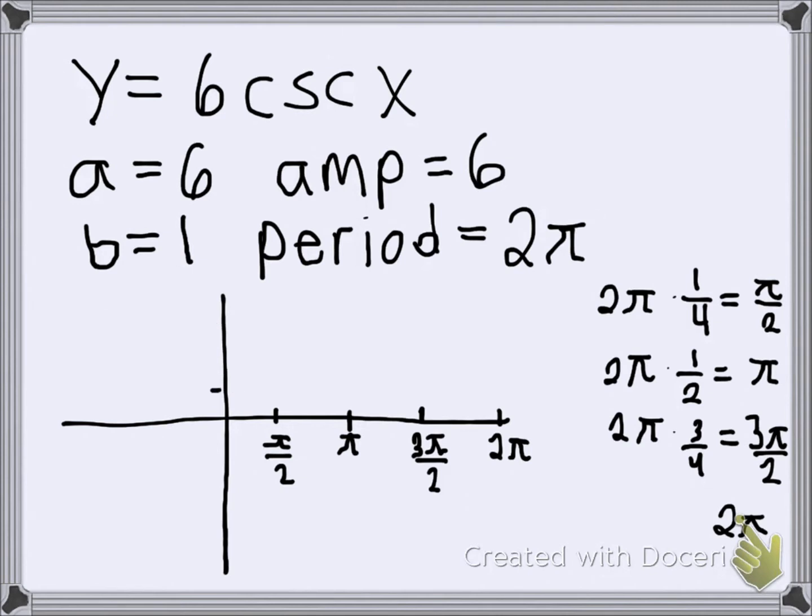Since your a is 6, you're going to start up 6 points and down 6: 4, 5, 6. Now, since the sine curve starts at 0, you want to start at 0 and draw out the sine curve.